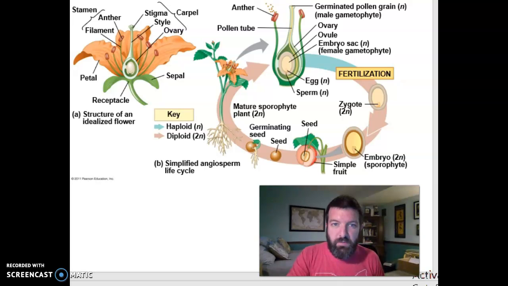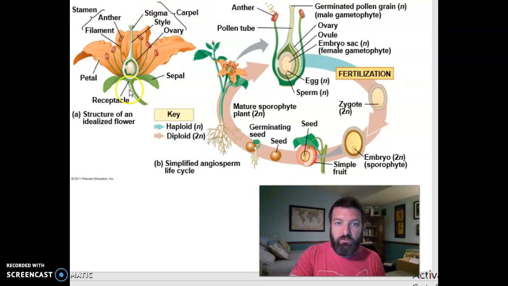So here you can see the main anatomy of a flower. Every flower is a little bit different, but this is a flower that contains both the male and female parts. Sometimes flowers can be just male or just female, but your male parts are around the outside here, the stamen. And the stamen are made of this long filament and the anther on top. And the anther is where the pollen are produced, which again is the male gametophyte.